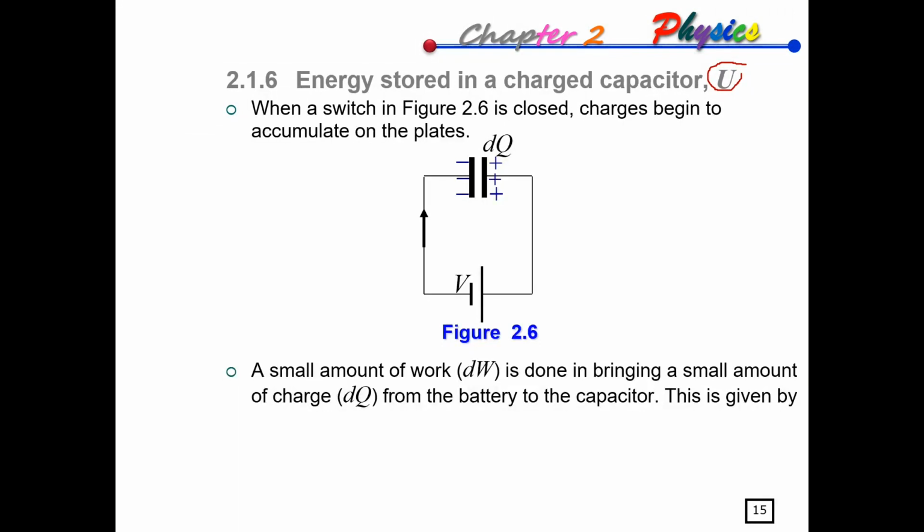A small amount of work is done in bringing a small amount of charge from the battery to the capacitor. This is given by delta W equal to V dQ. And because V is equal to Q over C, we can have delta work, or dW, equals Q over C dQ.